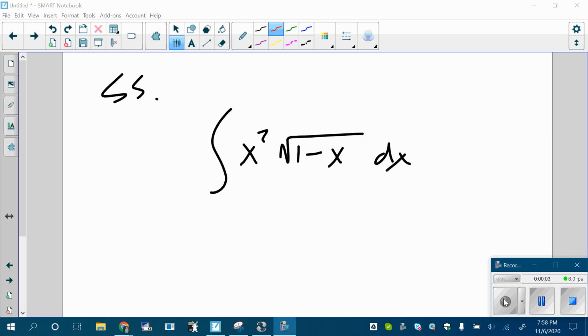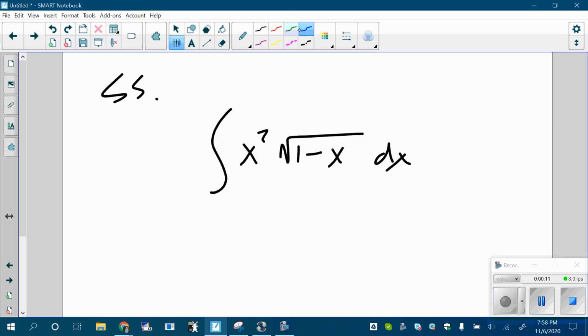This is 4-5 number 55. If you did 4-5 number 53, this is a similar problem, slightly harder. And if you look at that problem, it has a similar structure to it. So again, the idea here is you can't distribute this in, not under the square root. So you must have to use this u sub thing.